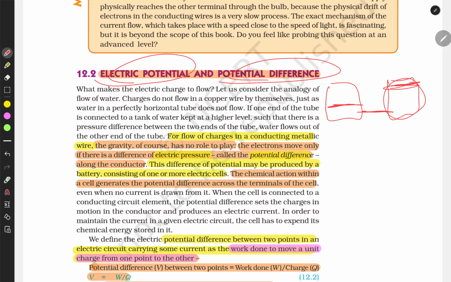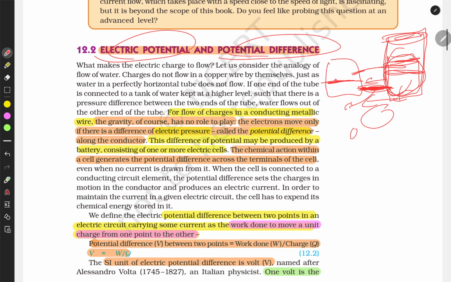Here the water potential is more, due to gravity, and here it is less. So water will flow in this direction, and whether the rate of flow will be slow or fast depends upon the pressure here. More will be the pressure, more will be the potential difference between them. Less will be the potential difference, less will be the flow of water. So potential difference is deciding the rate of flow of water here.